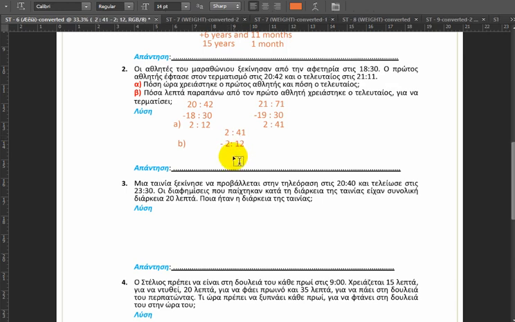And if I do 41 minus 12, that would be 29. And 2 take away 2 would give me 0. So my answer should be 0 hours, 29 minutes. That was the difference between the first and the last athlete.